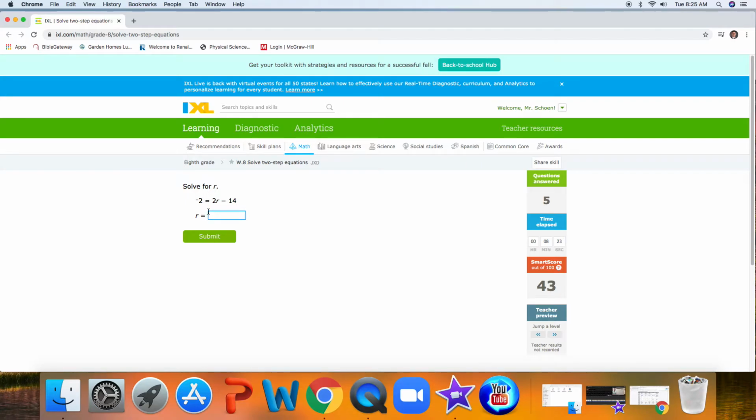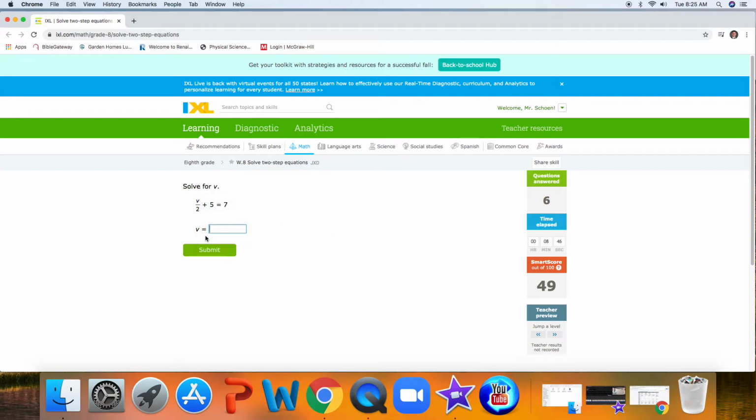I've got negative 2 plus 14, which is different, so I subtract. If I have those differences, I'm subtracting the absolute values. So 14 minus 2 is 12. Keep the sign of the larger number, which would be the 14. So you've got positive 12 equals 2r. Now you're going to divide by 2 on both sides. 2 divided by 2 is going to cancel out, give you 1. R is all by itself. 12 divided by 2 is going to give you 6.